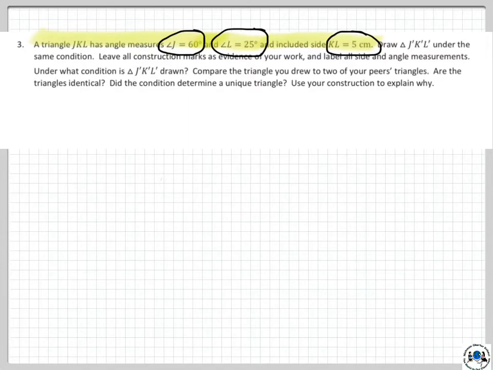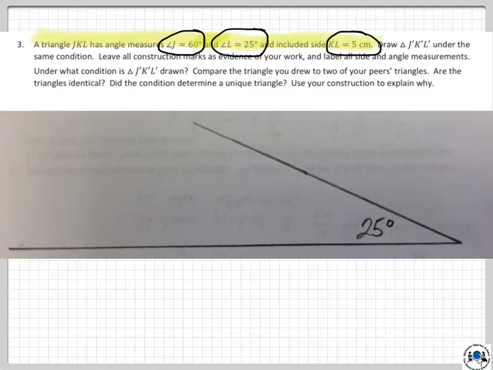Okay, because it might be a little bit difficult, using the patty paper can help quite a bit, right? That patty paper or parchment paper. So first, what I did, I went ahead and drew a 25-degree angle on a piece of white paper, or you could just do it right there in your binder. Okay, I do the 25-degree angle.